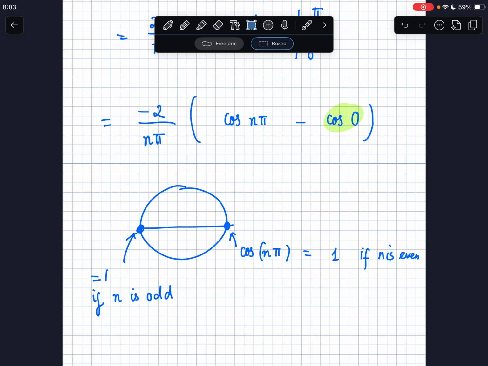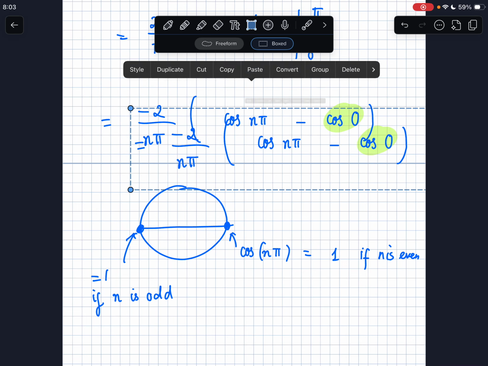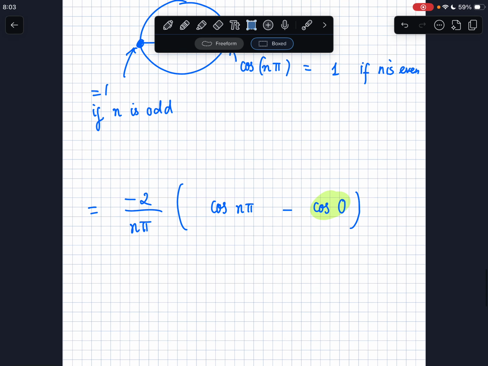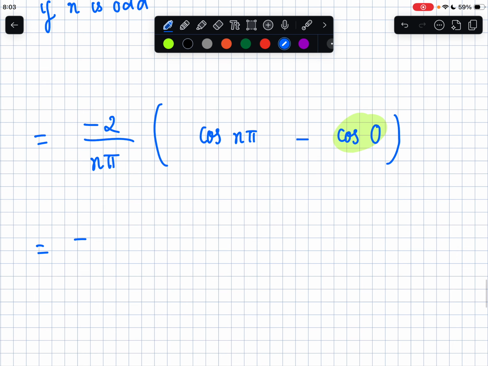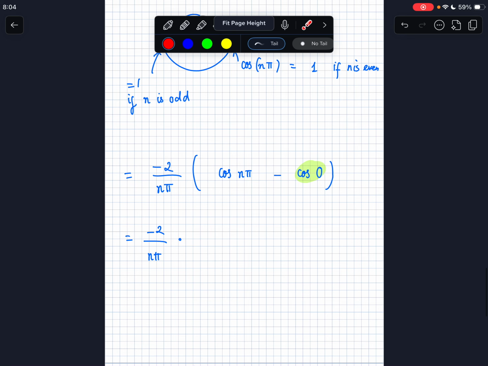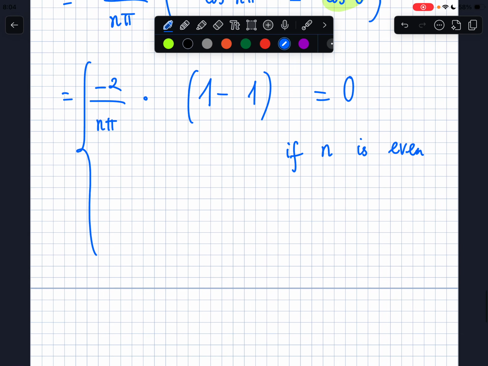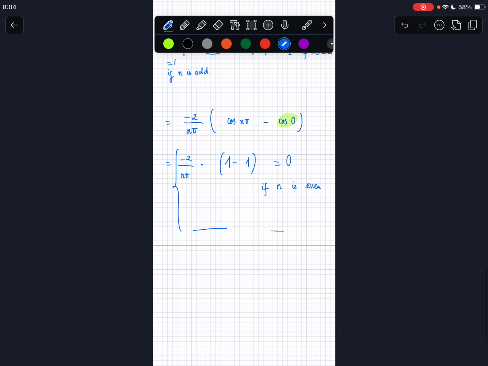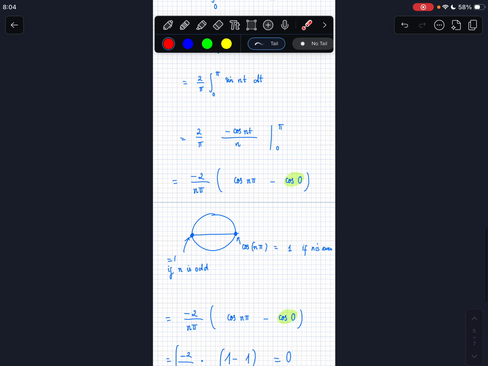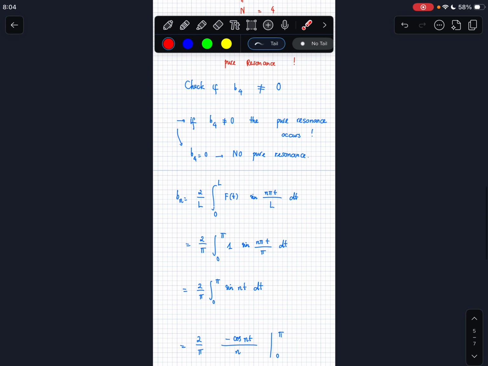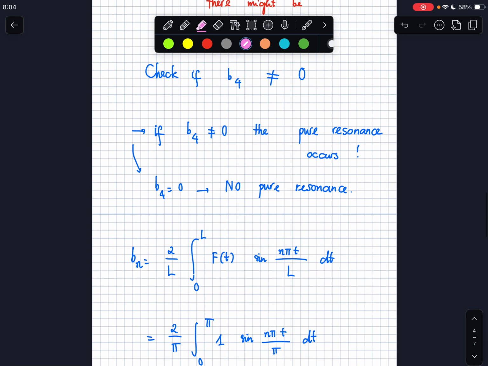So you see that this will be minus 2 over n pi multiplied by, if n is even, 1 minus 1, which is 0. If n is odd, you get some number, but we don't need to compute that. We only need to care about whether b_4 is non-zero or not.